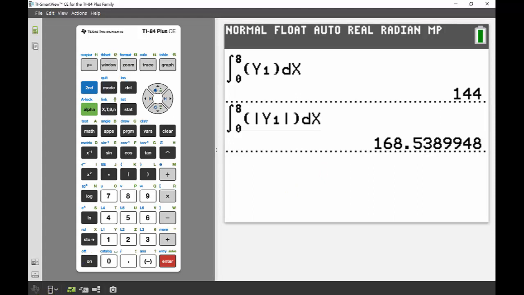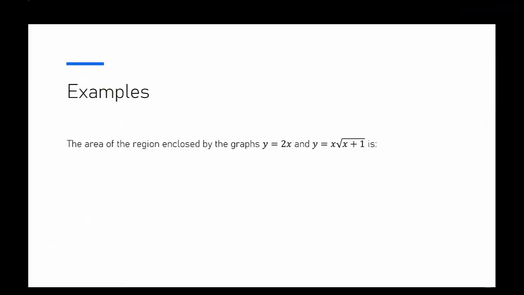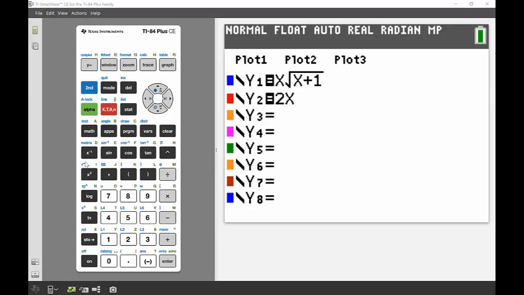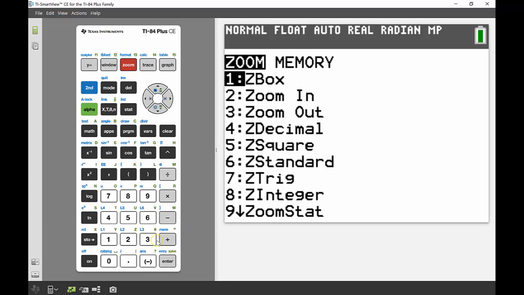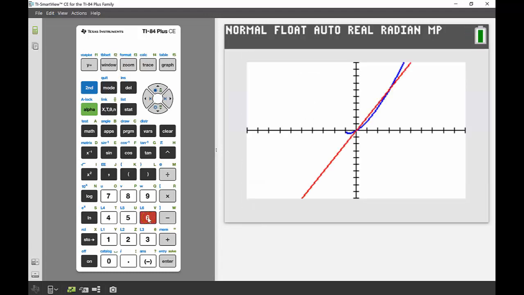All right. Okay, my last little example is to find the area of the region enclosed by the graphs y equals 2x and x root x plus 1. So I'm just going to enter those into my y1 and my y2. Okay, so there they are. And the next thing I'm going to do is use my zoom and zoom standard, so just number 6, just to get that in the normal negative 10 to 10 window viewing, and then I can have a look at what I'm interested in.